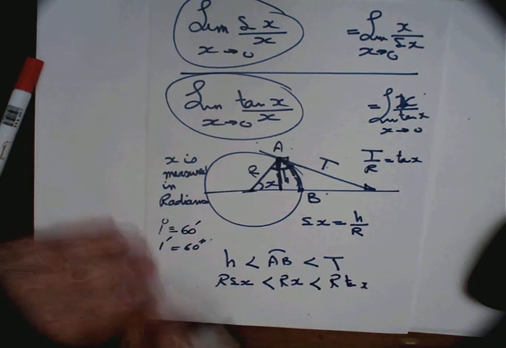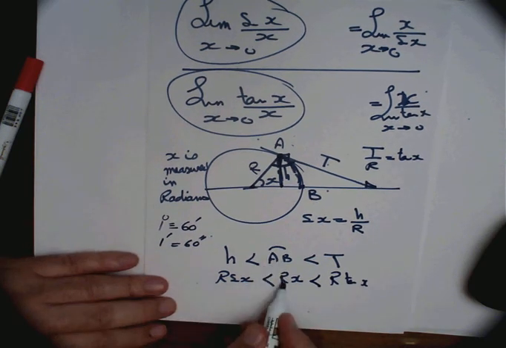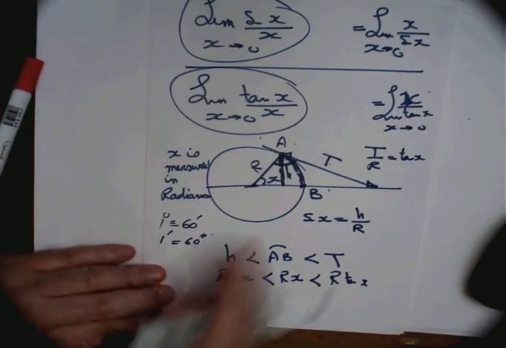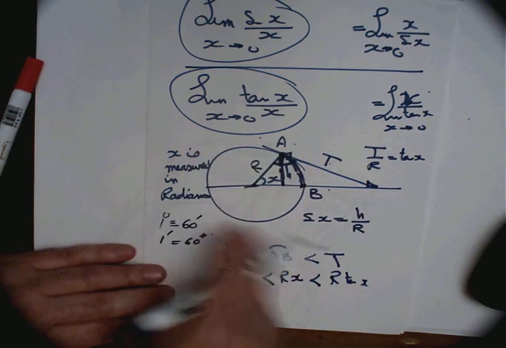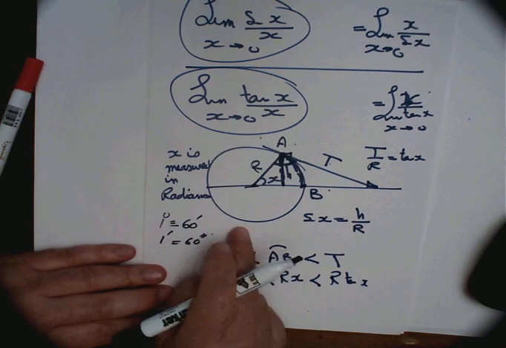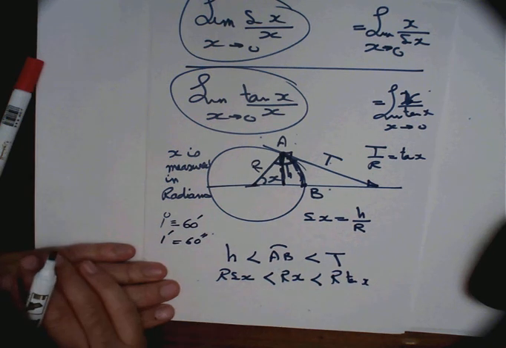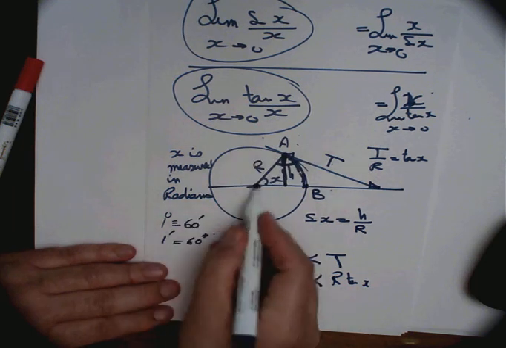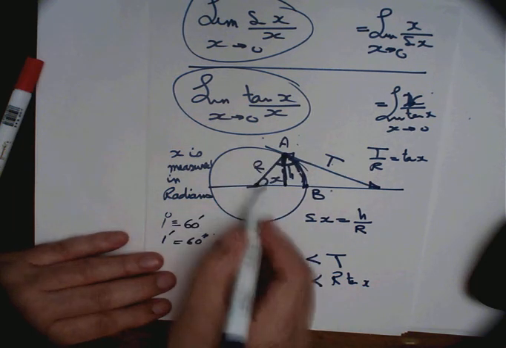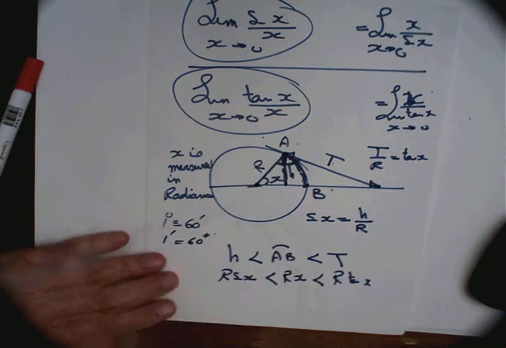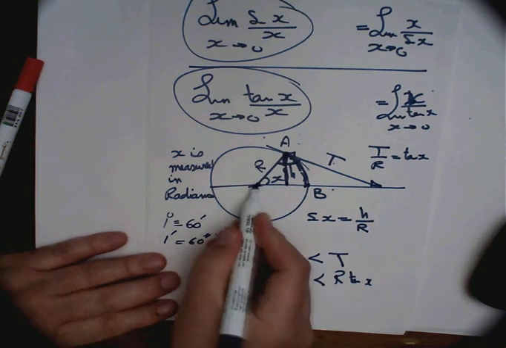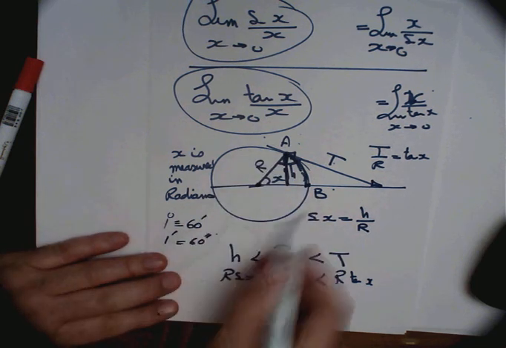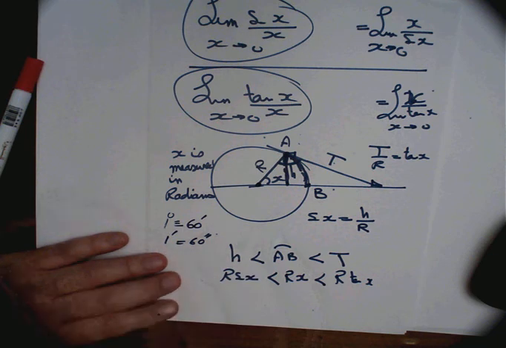You may ask yourself how AB equals rx. Okay, very, very simple. If I ask you, what is the circumference of this circle? You say 2πr. Why? Because this circle is subtended by an angle 2π. This angle for the whole circle is 2π, and the circumference of the whole circle is 2πr.